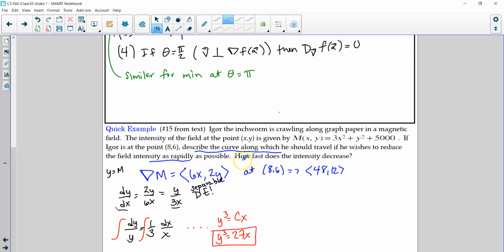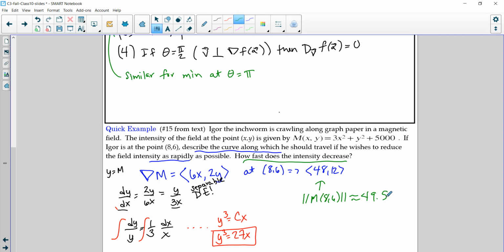Okay, as for the question about how fast does the intensity decrease, we would say at that point, that's where if we look at the gradient, the value of the gradient at that point, we would say that the magnitude of the gradient at 8, 6 would be the rate of change in the intensity. And so if you compute the length, this is approximately 49.5. Okay, you can verify it with a calculator.